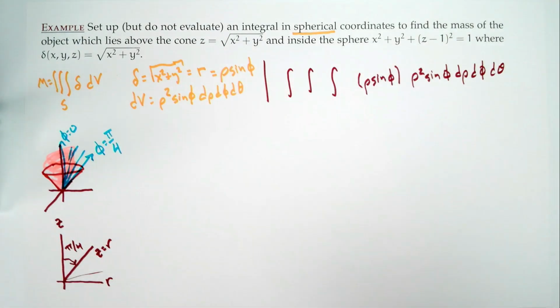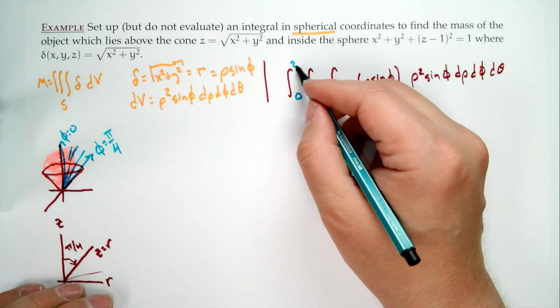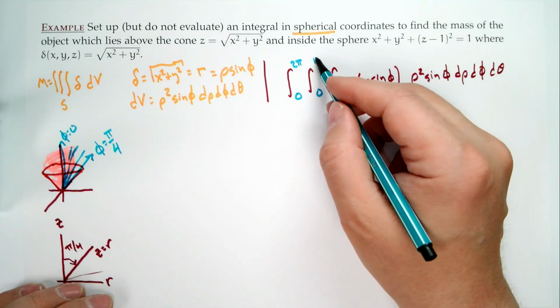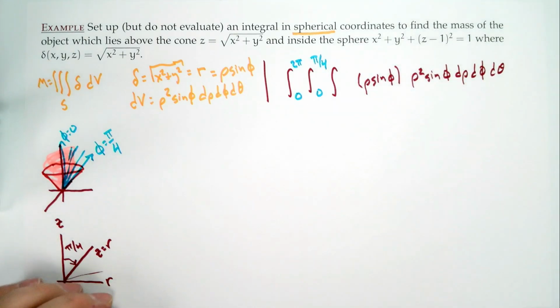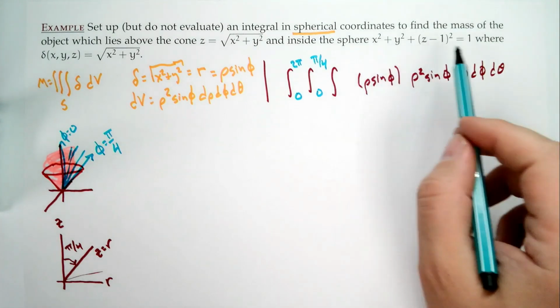That tells us we're going to have a nice rotational symmetry. So for our bounds, we already know a couple of things. We know theta is going to go from 0 to 2 pi, go all the way around, and we know phi is going to go from 0 to pi over 4. So we're almost there. The last thing is this sphere.